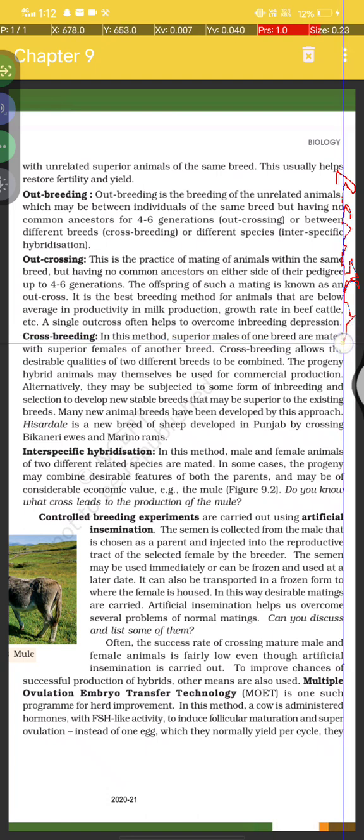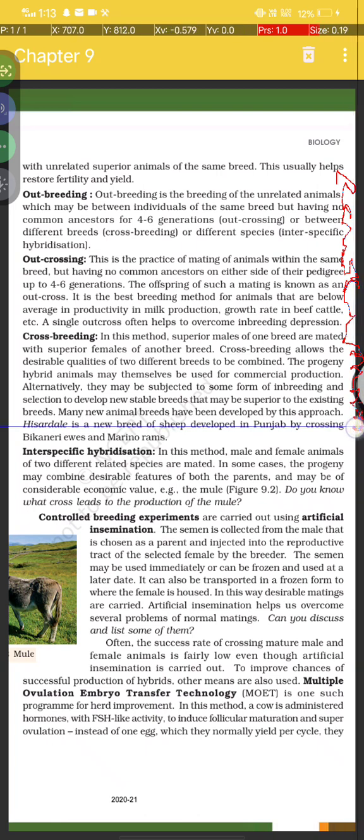What is cross-breeding? In this method, superior males of one breed are mated with superior females of another breed. This allows the desirable qualities of different breeds to be combined, and the progeny hybrid animals may themselves be used for commercial production, or alternatively they may be subjected to some form of inbreeding and selection to develop new breeds, which may be superior to existing breeds. Many new animal breeds have been developed by this approach.